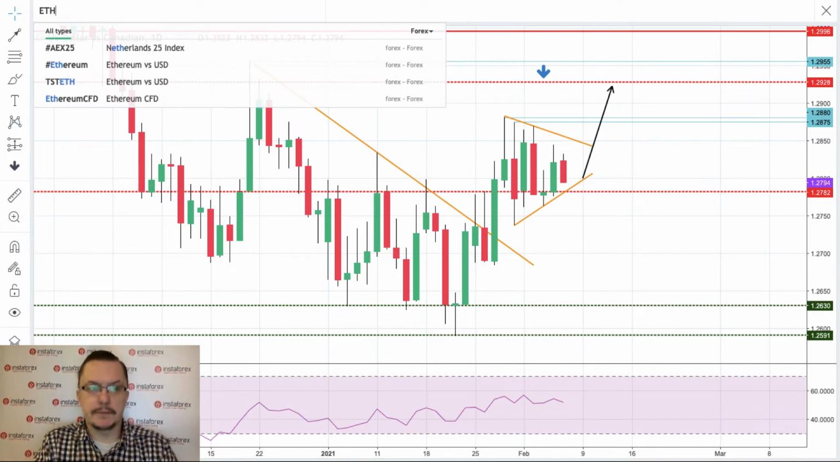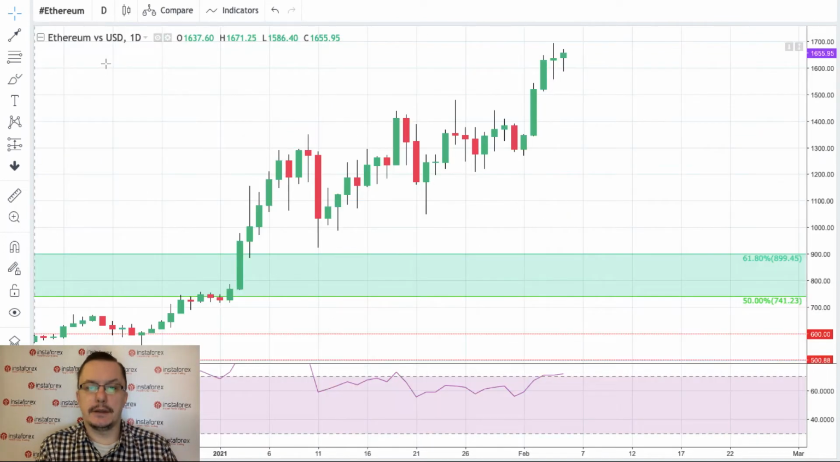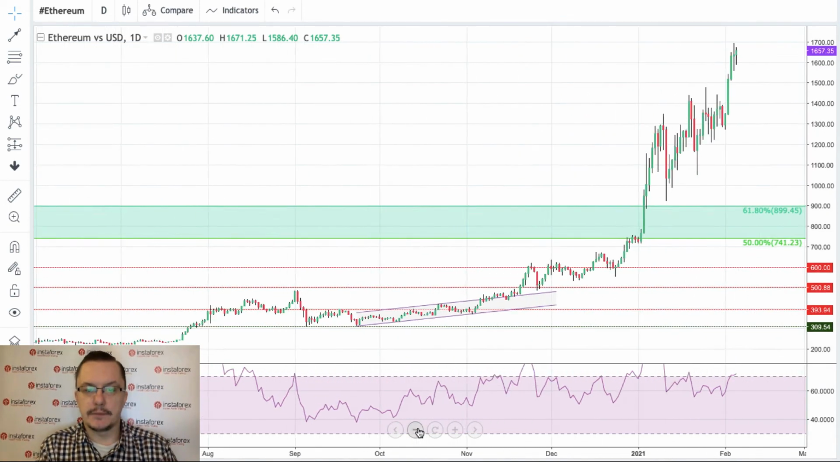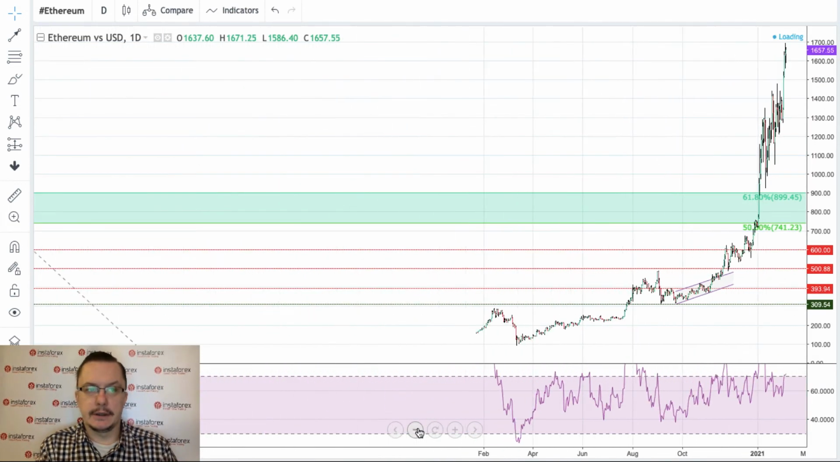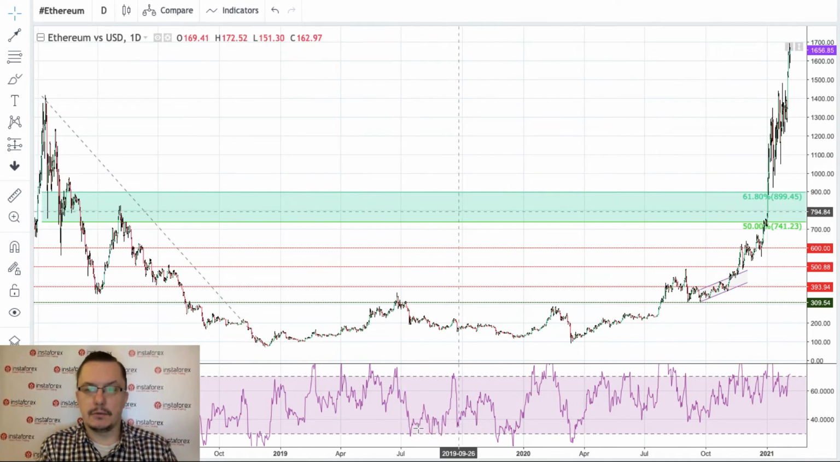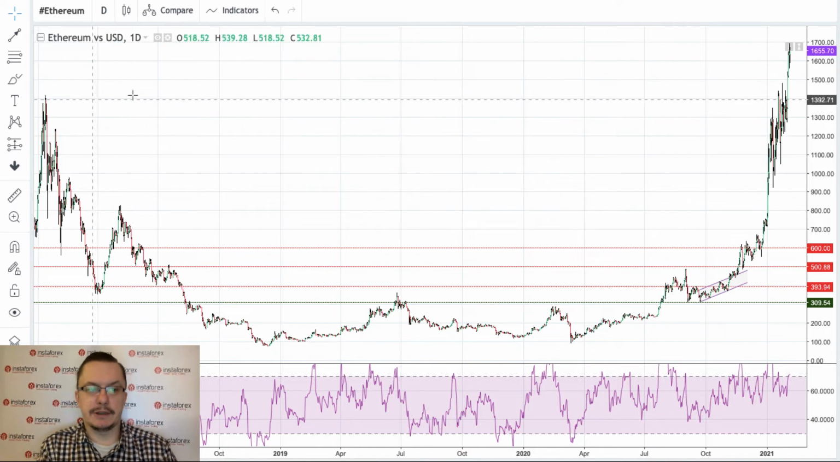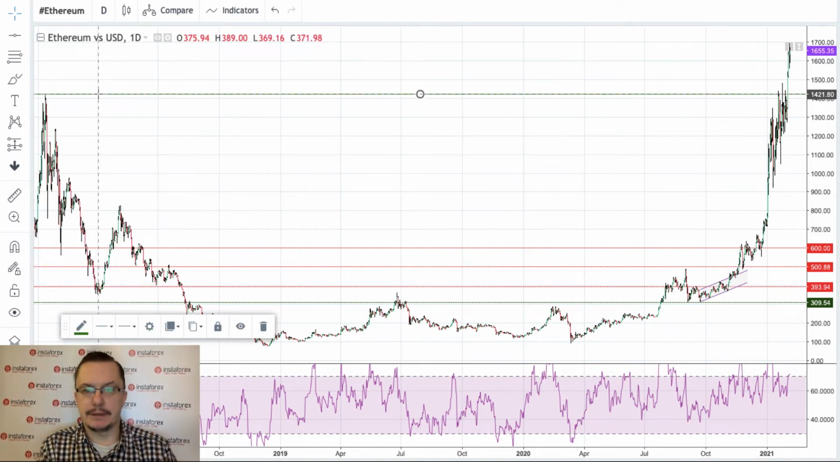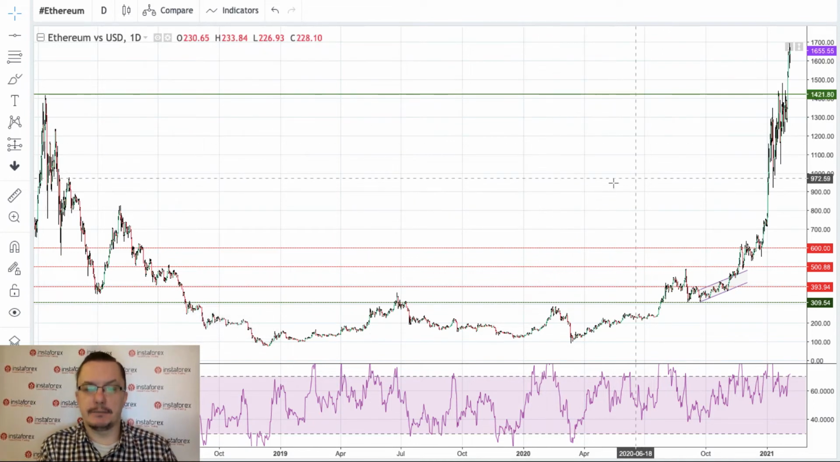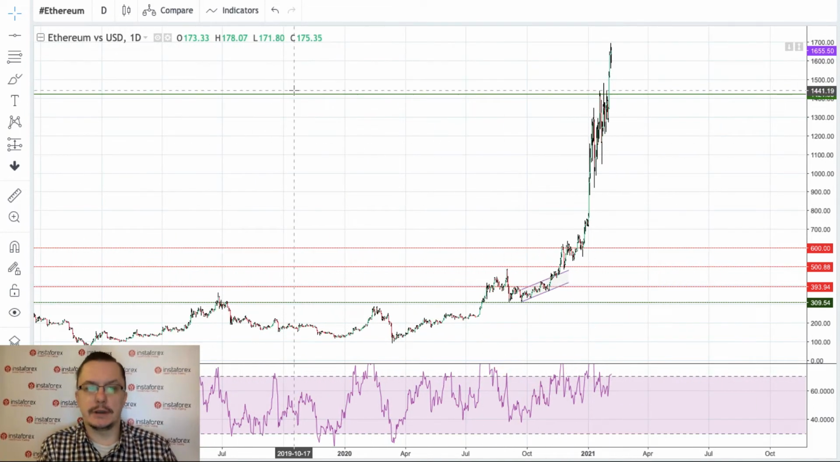Let me just do the last market for today, which is the Ethereum market. Let's just zoom out to see what is going on. As you can see on the daily time frame chart, we are far above the Fibonacci retracement because we've made another higher all-time high, basically. So the high from 2018 is now our long-term technical support. Really, we are trading up and up.